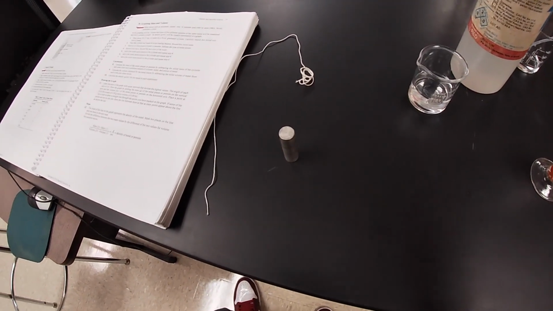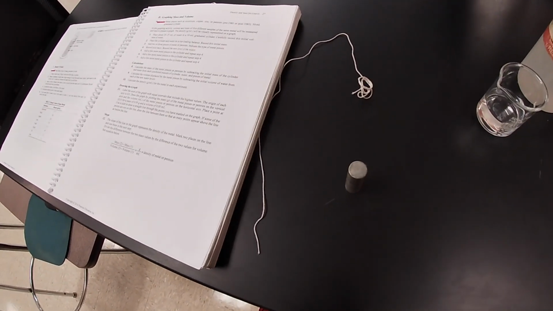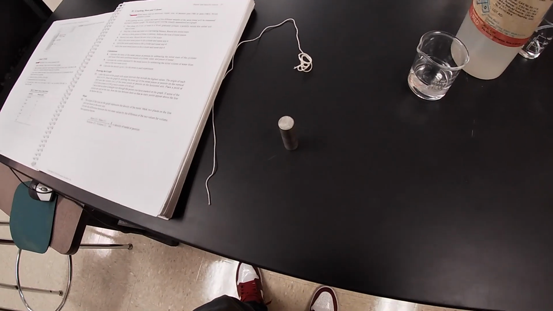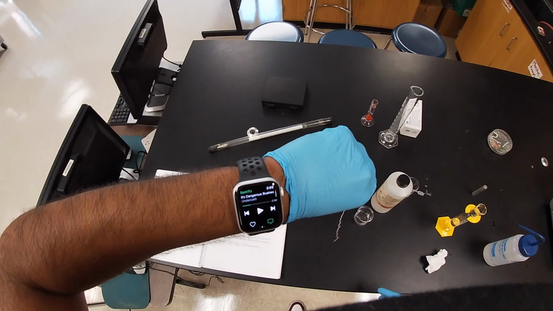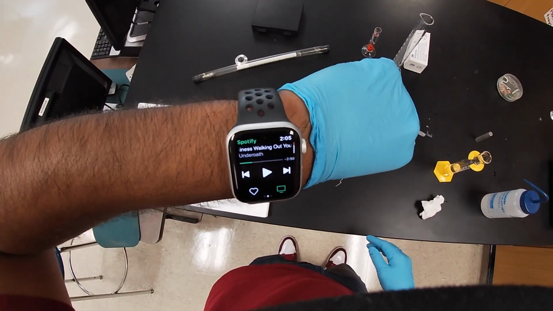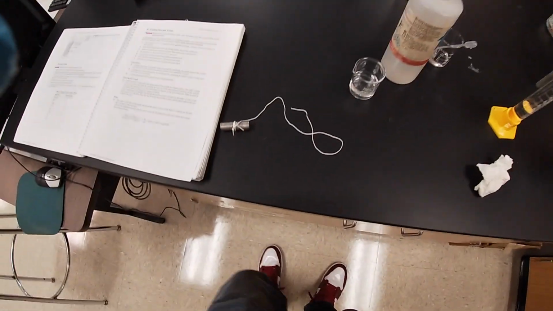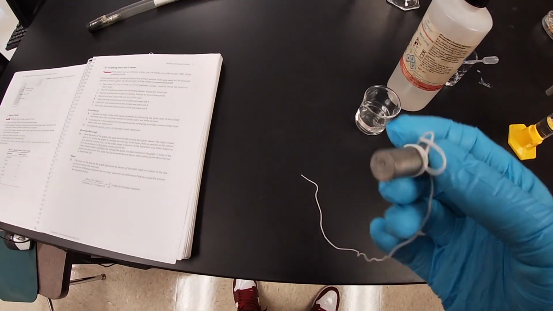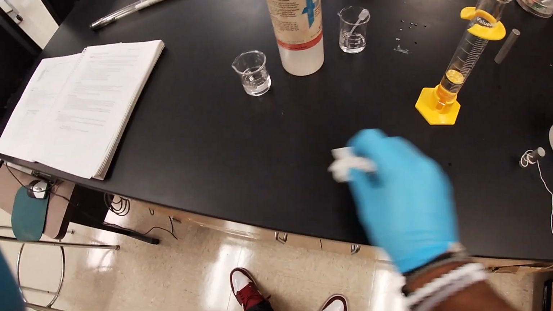There's two ways of doing it. You can use a ruler or you can use water displacement, and in this case we're going to use water displacement. Since we tied up our string onto the cylinder, we're going to do water displacement to determine the volume of the cylinder. Let me move all this to the side.